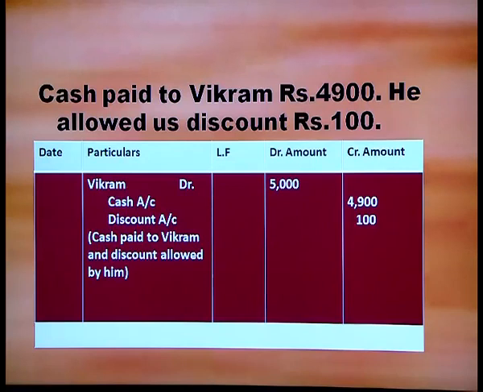And discount is an income in this transaction. When revenue increases, it is credited. So, discount account is credited. Here we have two credits and one debit. So, this is also a compound journal entry.